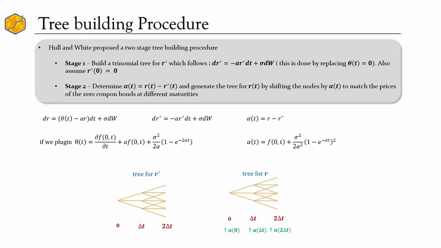Okay, so if we implement it on a tree, it's really not the short rate anymore. It's not the instantaneous spot rate. It's actually the rate applicable for a maturity delta t, but still we assume that it follows the same dynamics as the short rate. This is one important distinction that we have to remember.